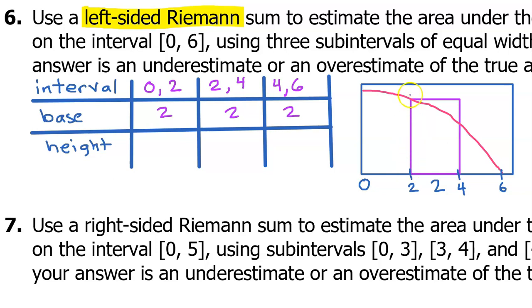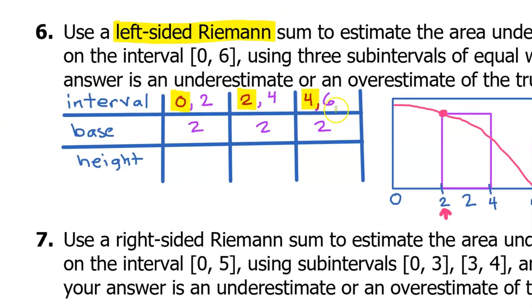Notice that the left side of the rectangle is touching the function. The left side of the rectangle is equal to the value of the function at that number. So the height of the rectangle is going to come from the left side of the interval if it's a left-sided Riemann sum. So for the first interval, it will come from the 0. For the second interval, it will come from the 2. And in the third interval, it will come from the 4. So if it's a left-sided Riemann sum, of course, you will use the left side of each interval.